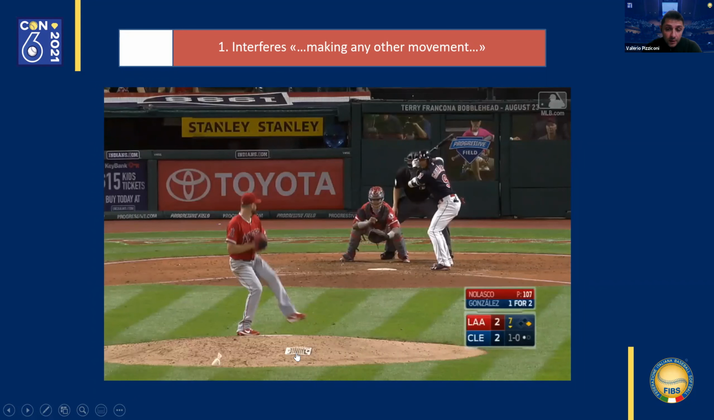Even in this case, after the swing, the hitter has partially left the confines of his box, and the bat interferes with the catcher's ability to throw out the potential base stealer.